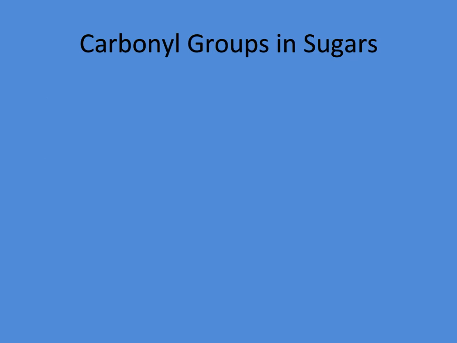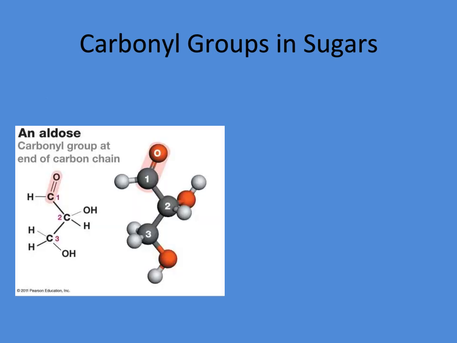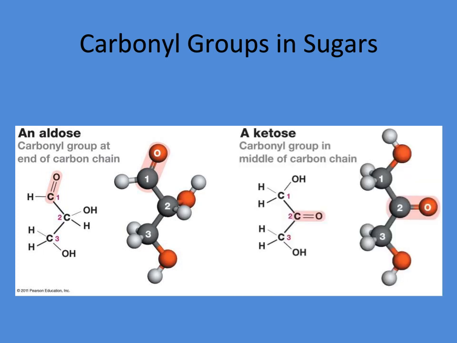In addition to hydroxyl, we also find carbonyl functional groups in sugars. If the oxygen is double bonded to a carbon at the end of the skeleton, we call this specific type of carbonyl an aldose. But if the carbonyl occurs in the middle of the skeleton, the carbonyl is referred to as a ketose.